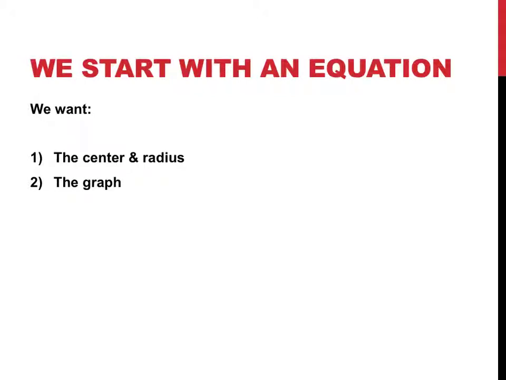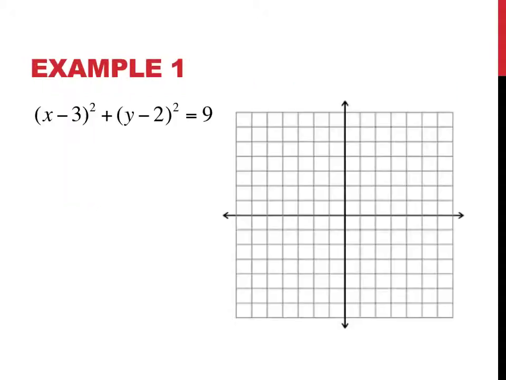Now we're going to move on to the second type of problem we're going to encounter. In this situation, we start with an equation and we want to find the center and radius of the circle and then draw the graph of the circle. So here is our equation of the circle. To find the center of this circle, we must find both the x-coordinate and the y-coordinate. To find the x-coordinate, we look here. We see that there's a -3 being added onto the x. We take the additive inverse of the -3, which is a +3, and that is the x-coordinate of the center.